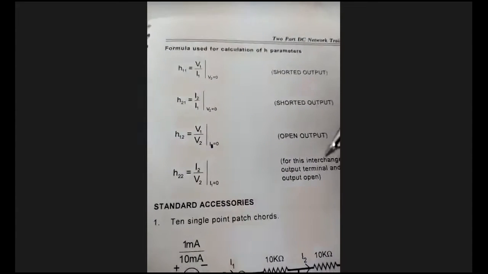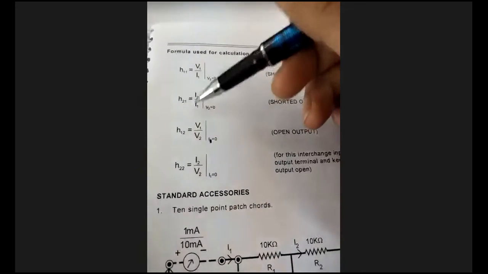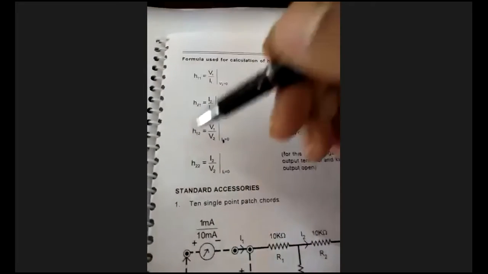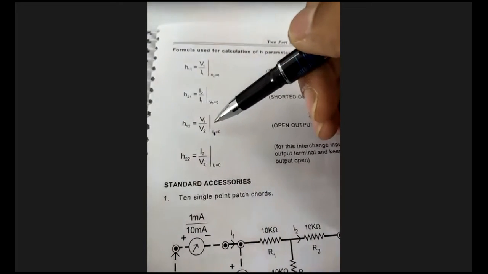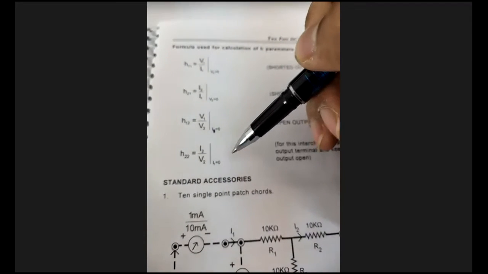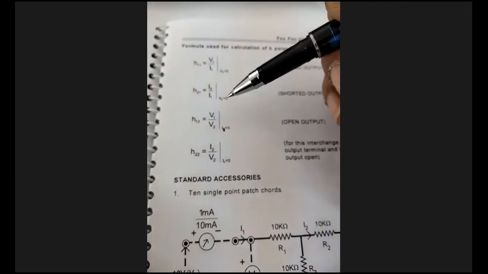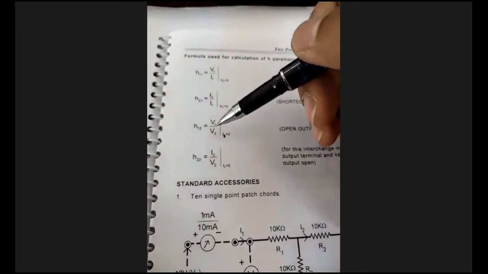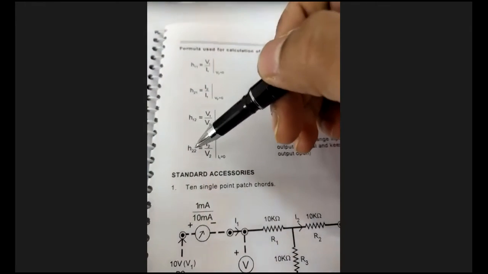Here we must short the output for the first two, h11 and h21. And when we want to find h12 and h22, we must satisfy the condition I1 equal to 0. When we make I1 equal to 0, we can easily find the values of I2, V1 and V2. Putting I2, V1 and V2 in the equations of h12 and h22, we can easily find their values, right?